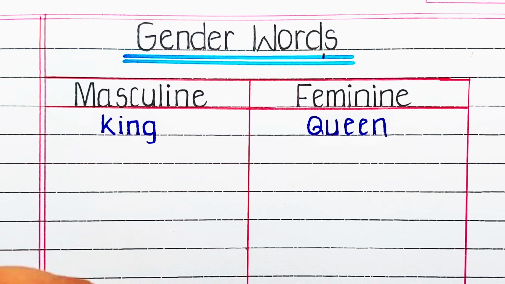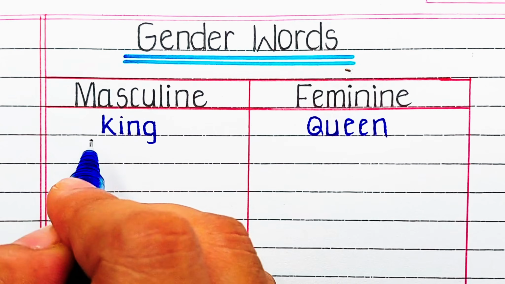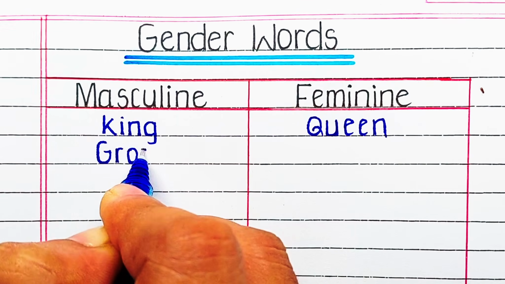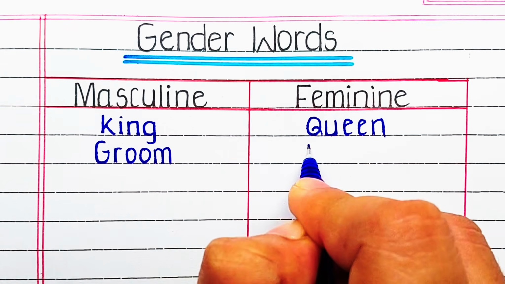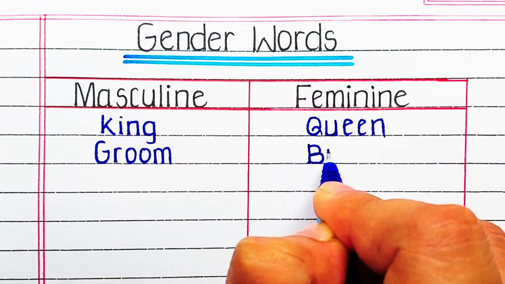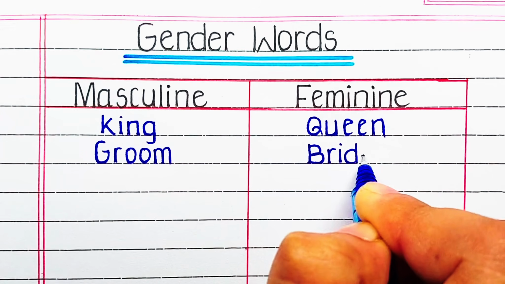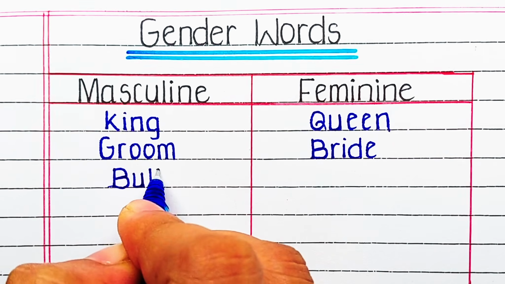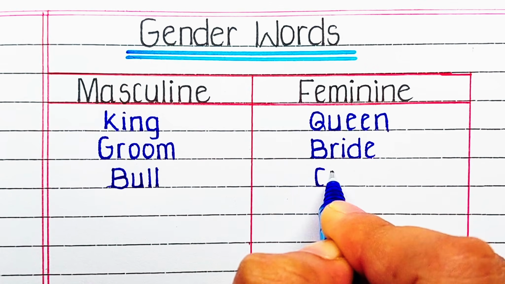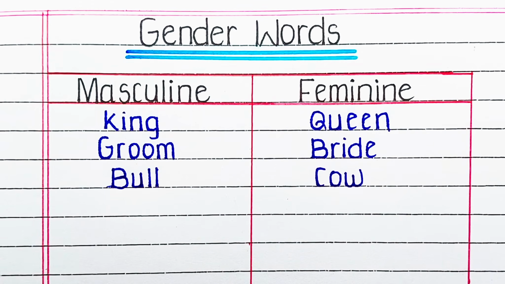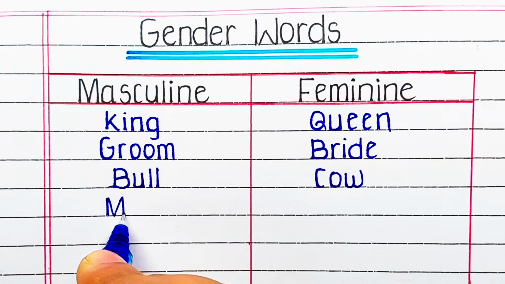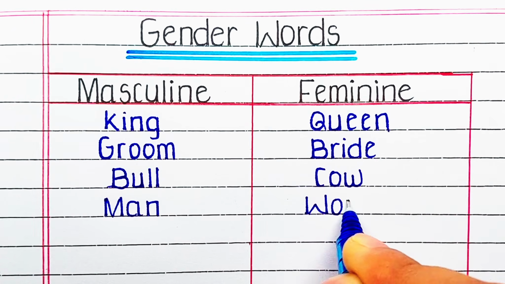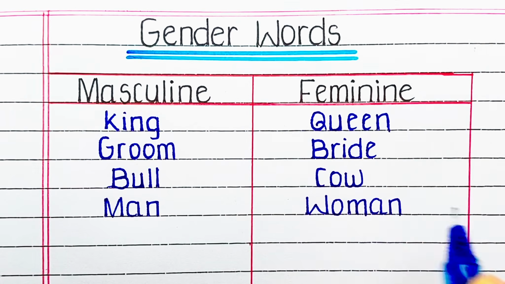First word is king. Its feminine word is queen. Next is groom. Its feminine word is bride. Next is bull. Its feminine word is cow. Next is man. Its feminine word is woman.